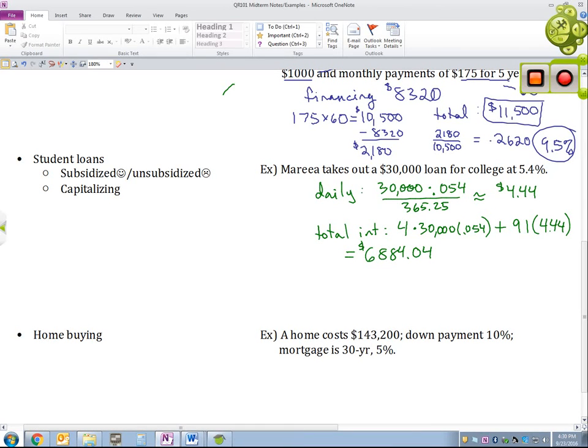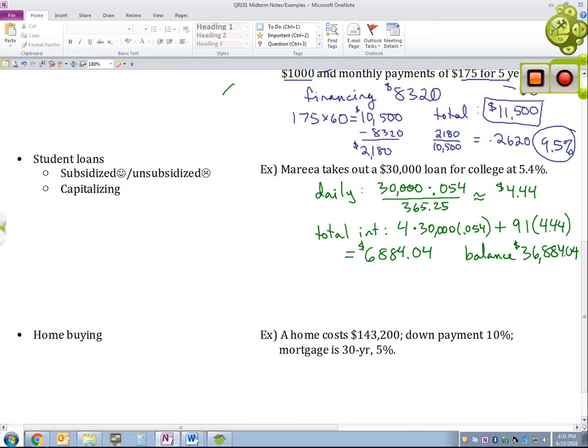Now, that's not the total balance, though, because for the balance, we need to add that back to what she started with, which was the $30,000. So the balance is $36,884.04, okay? So that's how much she owes when that deferment period is over, okay?